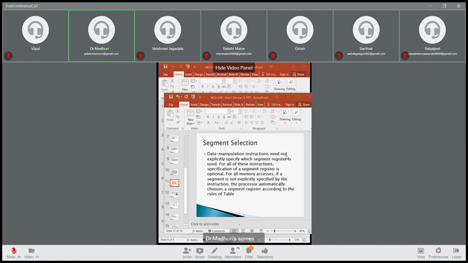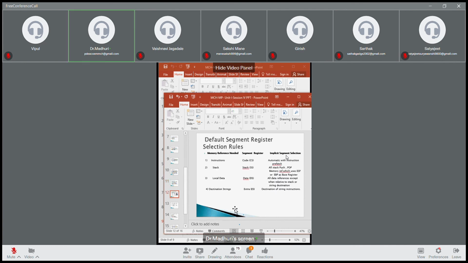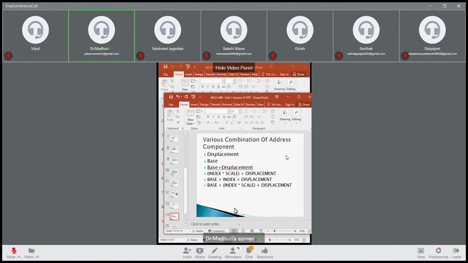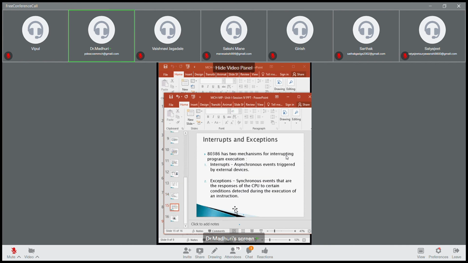Now the next. Okay. Now these are some rules that you have to follow whenever you are writing an instruction set. Don't remember this one. Okay. Now this is the address component. Now next is the interrupt and exception.